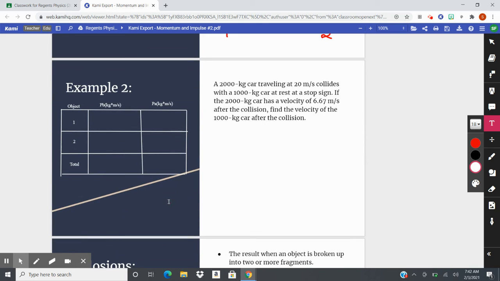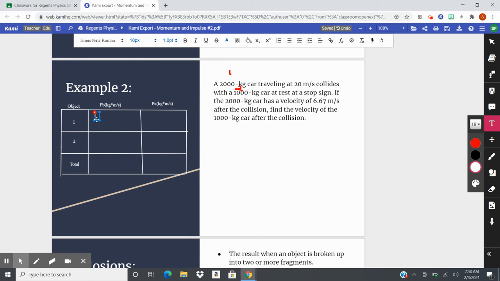Alrighty, let's try one more, and then I will let you guys begin working on your elastic collisions worksheet. So we have here a 2,000 kilogram car traveling 20 meters per second that collides with a 1,000 kilogram car at rest. It is sitting at a stop sign. The 2,000 kilogram car has a velocity of 6.67 meters per second after the collision. Find the velocity of the 1,000 kilogram car after the collision. We are going to make the 2,000 kilogram car object 1. We'll make the 1,000 kilogram car object 2.